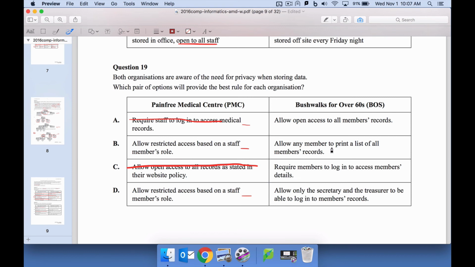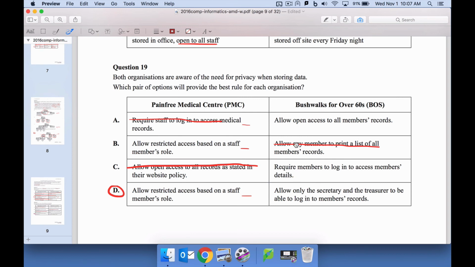Allow any member to print a list of all members' records. No, that's definitely not going to work. We shouldn't allow that. So having eliminated all the options, it's probably going to be D. Allow only the secretary and the treasurer to be able to log into members' records. Yes, that sounds fair. So without even reading the rest, I would go with D.